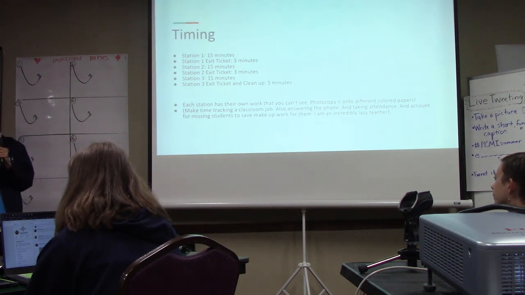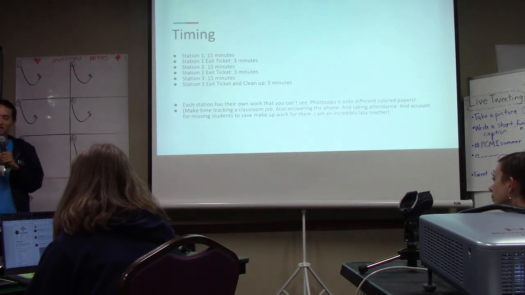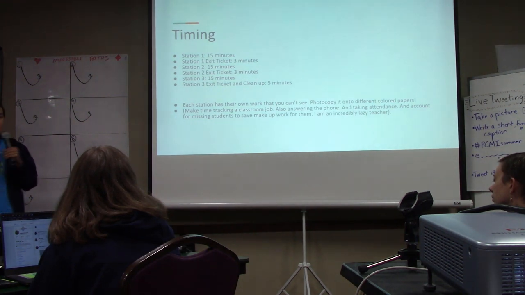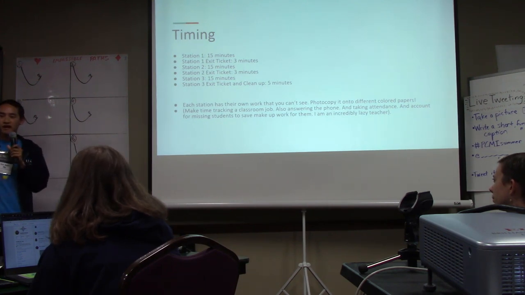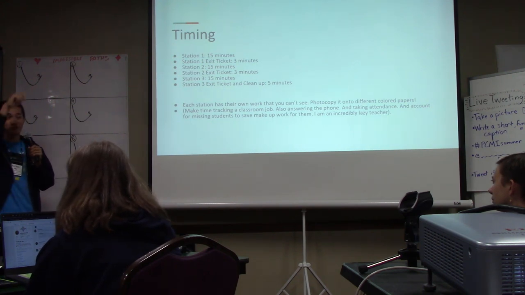Because towards the end of the year, when I had built up their capacity for not being fragile mathematicians, I on purpose created more work than could be done within 15 minutes, so they really, really had to work together. So every station had their own work that you couldn't see. It stopped the high flyers from being able to do all three exit tickets.